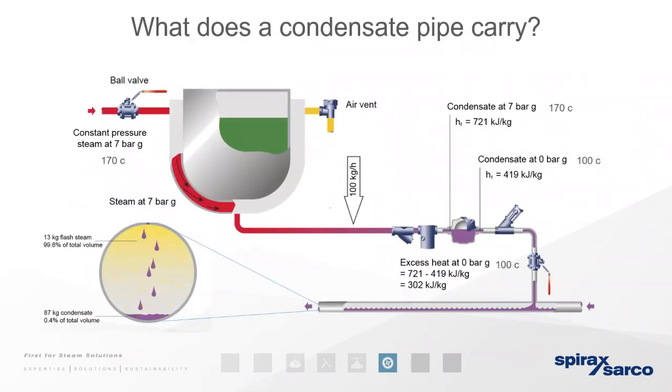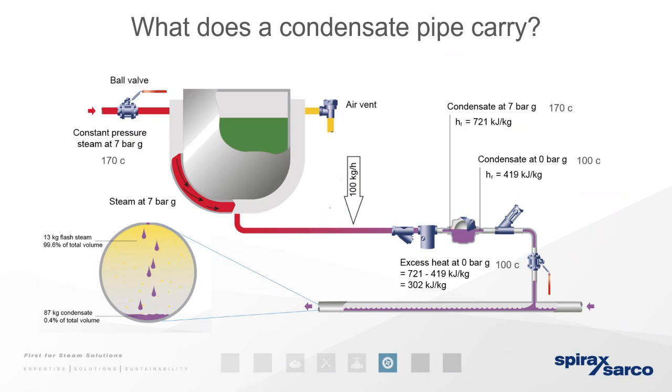So what does a condensate pipe carry? You know, when steam is under pressure, so is the condensate. So referring to the process you see here, steam at 7 bar gauge will have a temperature of 165 degrees Celsius. But so too will this condensate, because the same pressure you will see here at 7 bar, you will also see prior to the steam trap.